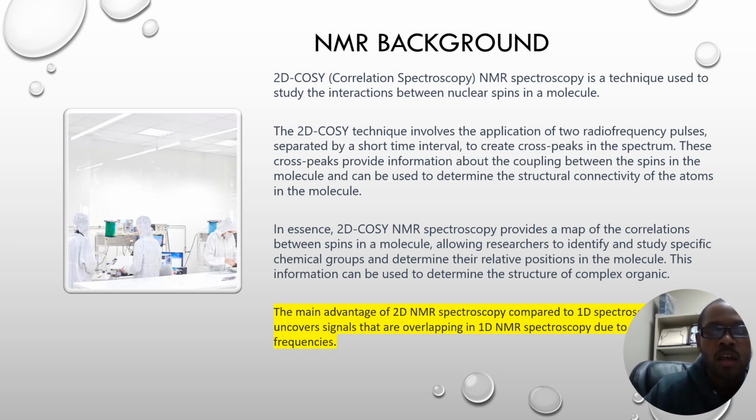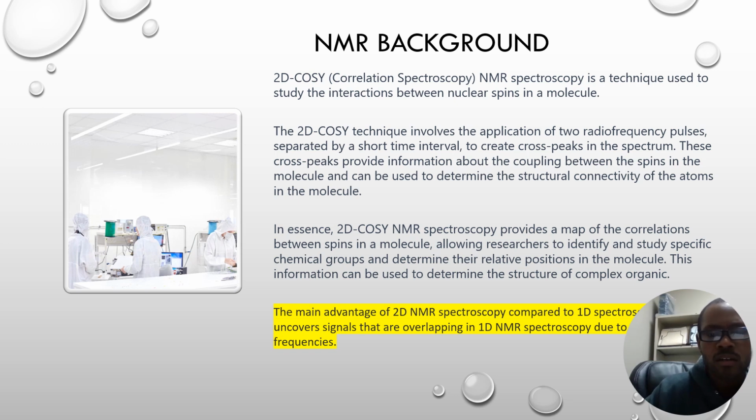2D COSY NMR spectroscopy, also known as correlation spectroscopy, is a technique used to study the interaction between nuclear spins in a molecule. The 2D COSY technique involves the application of two radio frequency pulses separated by a short time interval. This creates cross peaks in the spectrum. These cross peaks provide information about the coupling between the spins in the molecule and can be used to determine the structural connectivity of the atoms in the molecule.